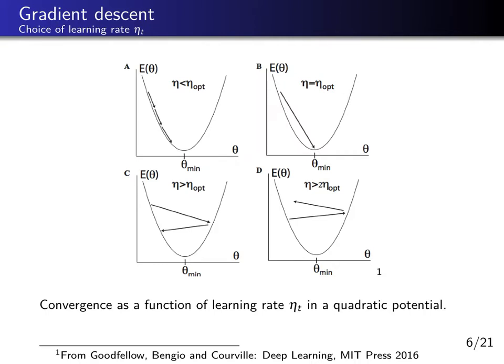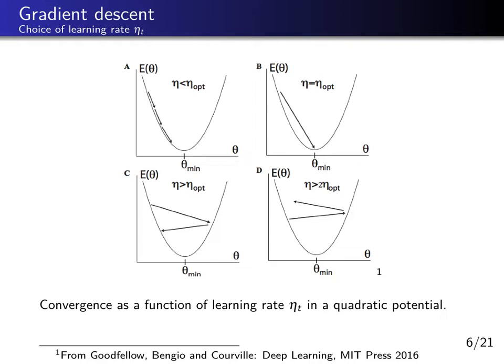In panel B, we were lucky. We have chosen the exact correct learning rate, so we go to the minimum in one step. In practice, we can usually not reach this situation, but of course we want to be as close to it as possible. In panels C and D, you see what can happen if the learning rate is too large. In panel C, the learning rate is above the optimal learning rate, and we still converge, but we waste a lot of time by jumping back and forth around the minimum.